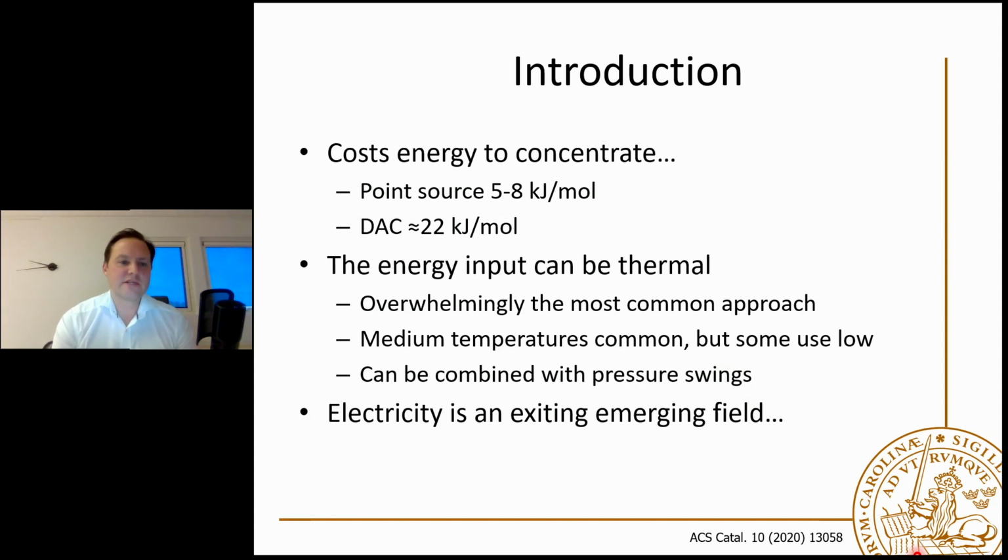And then the other option would be the direct air capture, DAC. The point sources usually end up somewhere between 5 and 8 kilojoules per mole of CO2, and the direct air capture somewhere between 20, 22 kilojoules per mole. So it's significantly more energetically favorable to use the point sources, which is also why the cost goes down. But it's not that huge of a difference, so it's not proportional to the concentration. I mean, if we look at 40% and we end up with 5 kilojoules per mole, and we then compare that to 22 kilojoules per mole for 400 ppm, which is the concentration in air.